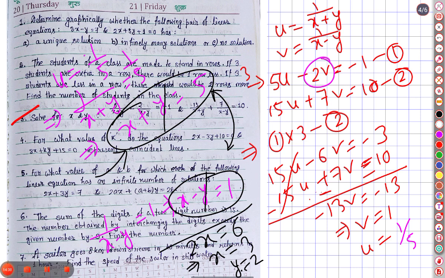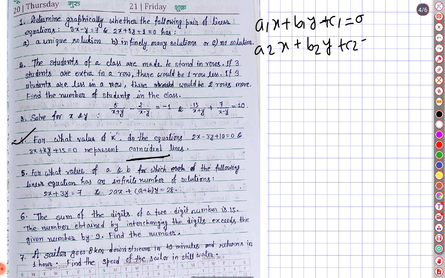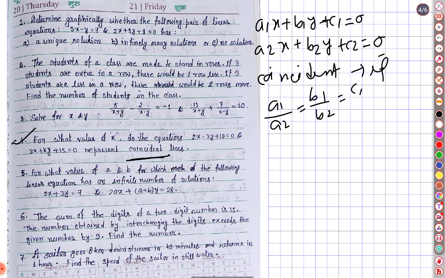Next question. Next question is number 4. What is the condition of coincident lines? You have seen a1x plus b1y plus c1 is equal to 0, and a2x plus b2y plus c2 is equal to 0. Two lines will be coincident if a1 upon a2 is equal to b1 upon b2 is equal to c1 upon c2.